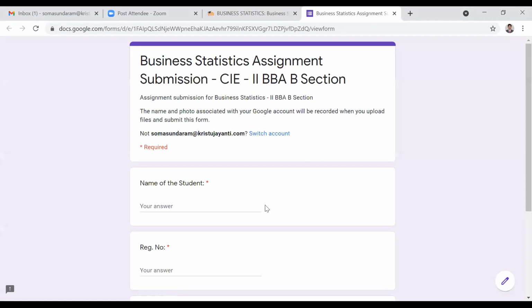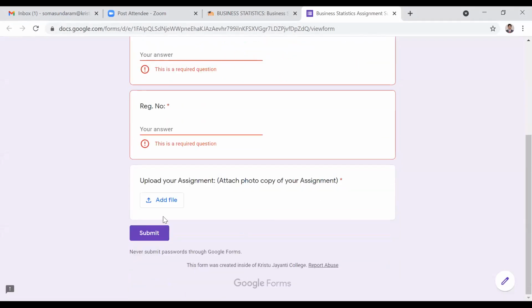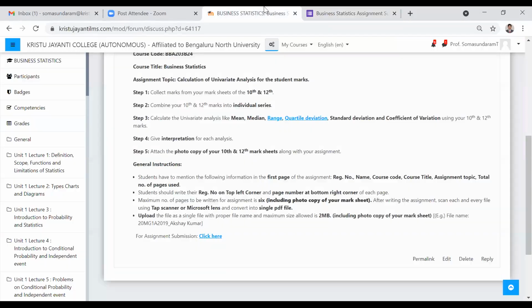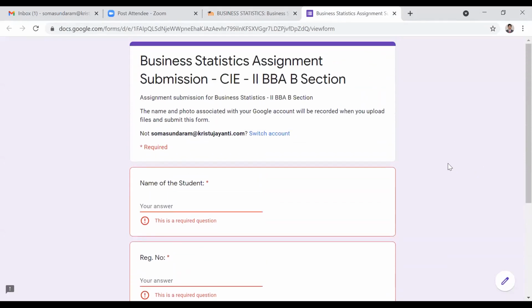Now a new Google Form link will open. Here you have to submit. Write your name, write your register number, upload your file. Once uploaded, it will show your response has been recorded or submitted. If you get that reply only, your assignment is successfully submitted. Is it clear? There is an option, click here. You should get this new Google Form link. If you are not getting this and you are submitting, that is not the submission. Please understand. You are doing the wrong way of submitting the assignment.